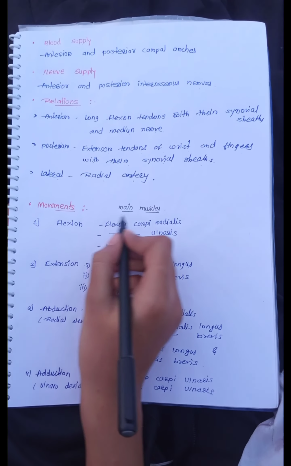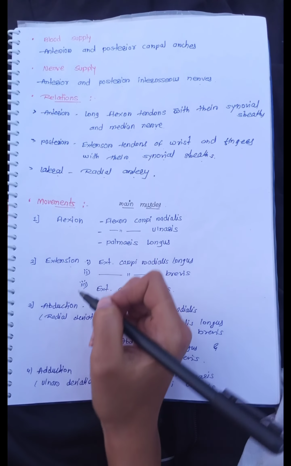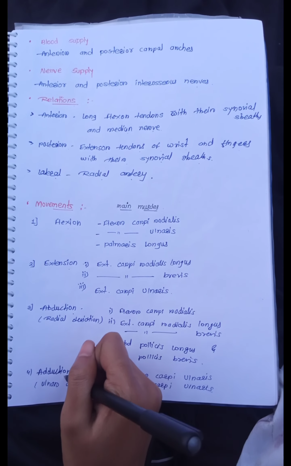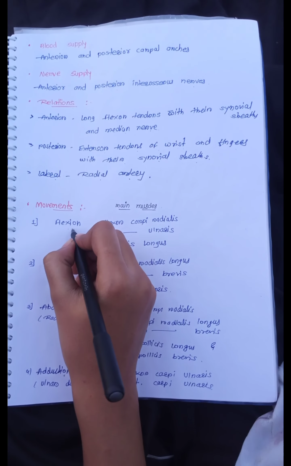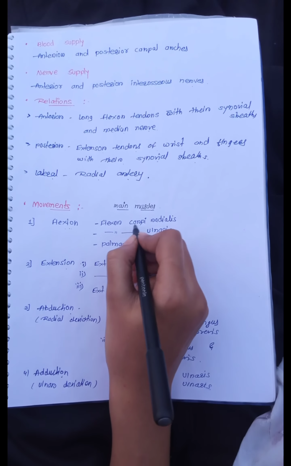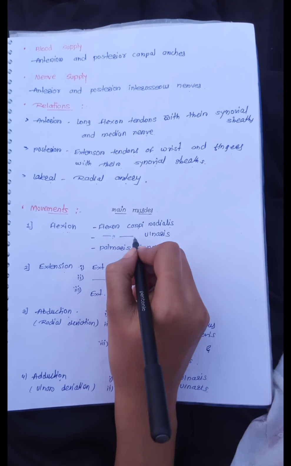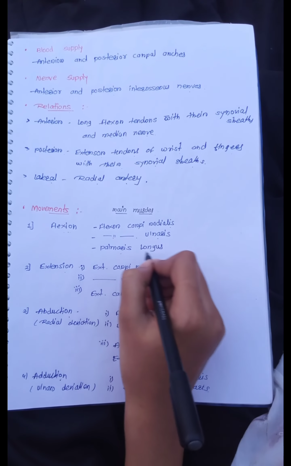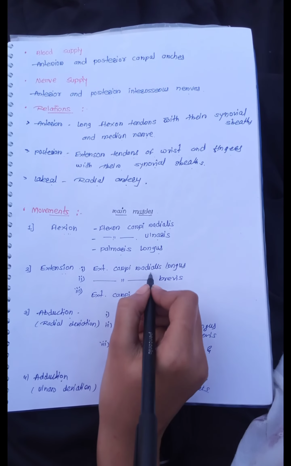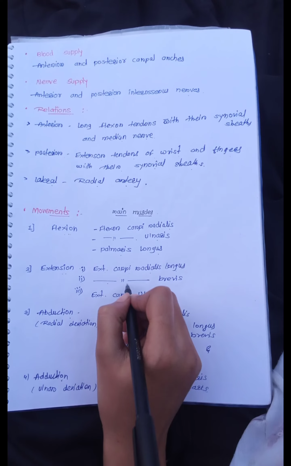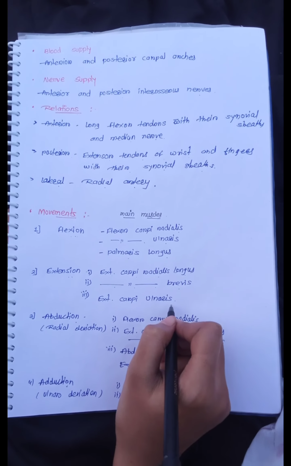Then the movements of the wrist joint. Movements of the wrist joint are flexion, extension, abduction, adduction. Main muscles. Flexion: the muscles are flexor carpi radialis, flexor carpi ulnaris, palmaris longus. Extension: extensor carpi radialis longus, extensor carpi radialis brevis, extensor carpi ulnaris.